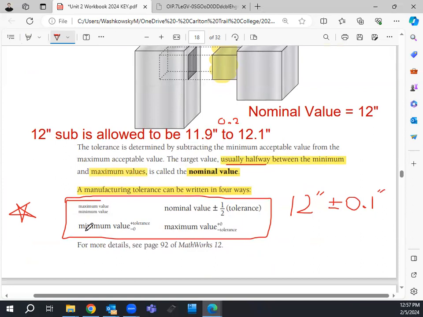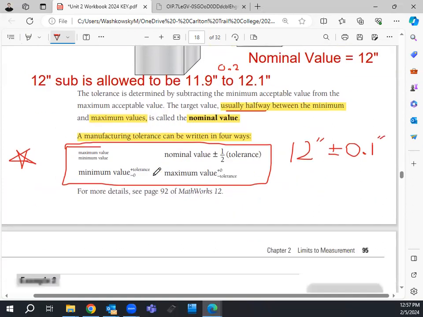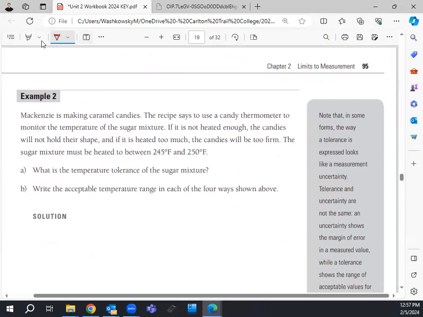Okay, so let's try applying some of this now. We're going to go to an example on the next page. Basically, we have someone who is making caramel candies, and they say to use a candy thermometer to monitor the temperature of the sugar mixture.